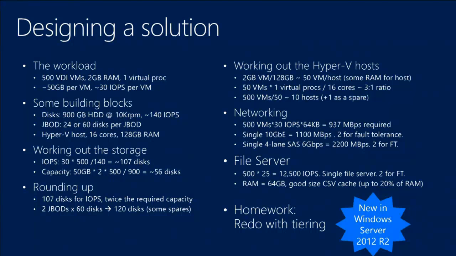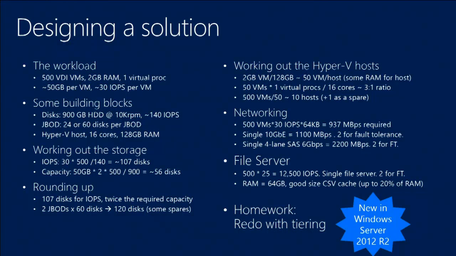In terms of hosts, I have 2 gigabytes per VM divided by 128, so it's 50 VMs per host, give or take, with some spare, because the host needs room to breathe, right? And then 50 VMs, 1 virtual proc divided by 16 cores, that's a 3-to-1 ratio. There's actually no limit there. The limit is you start putting more until someone complains that it's slow, then you pull back a bit, right? But that is usually not a bad thing. So that's about 10 hosts. I'll use 11 so that I have a little spare so I can take 1 for maintenance. Maybe 12 would be better, right?